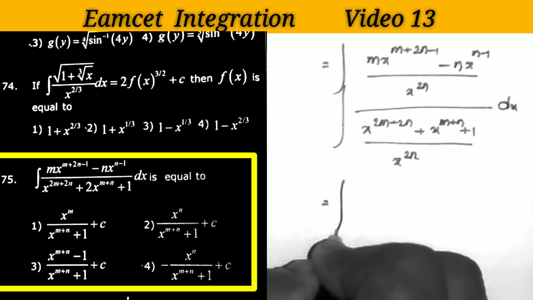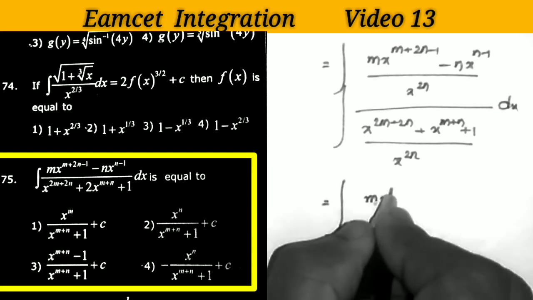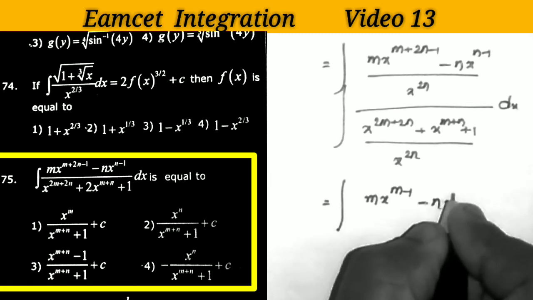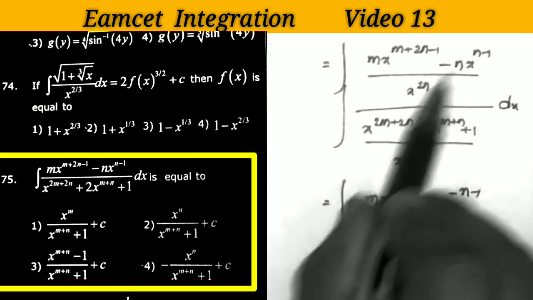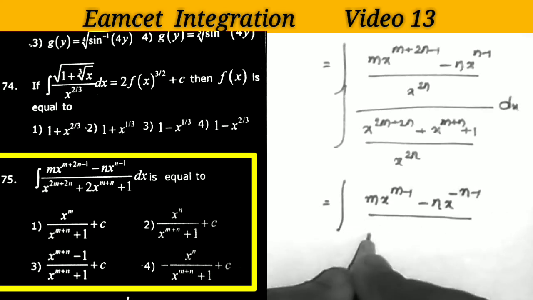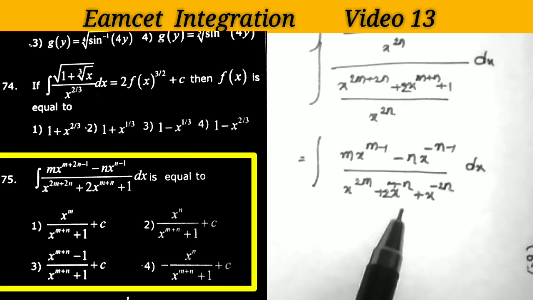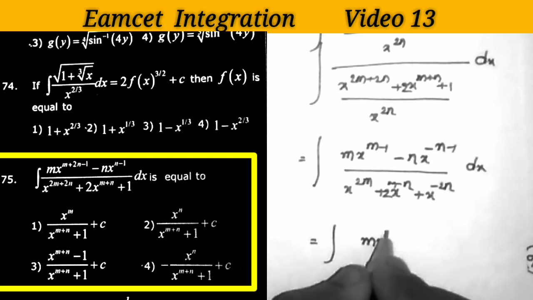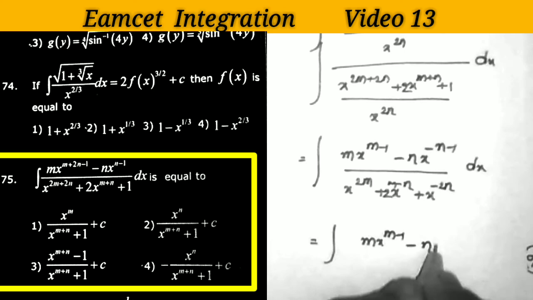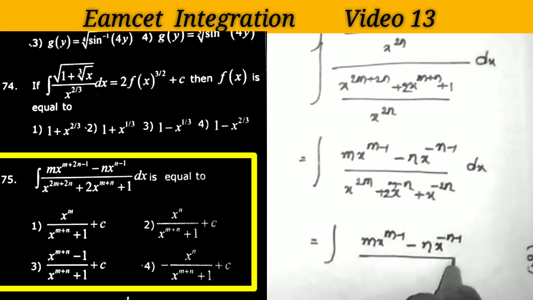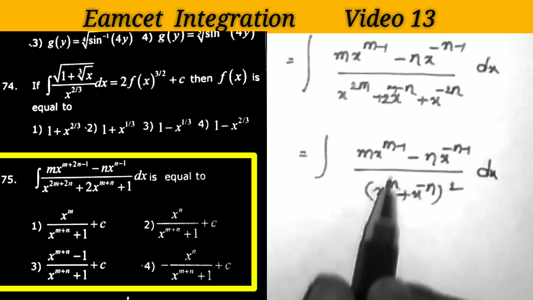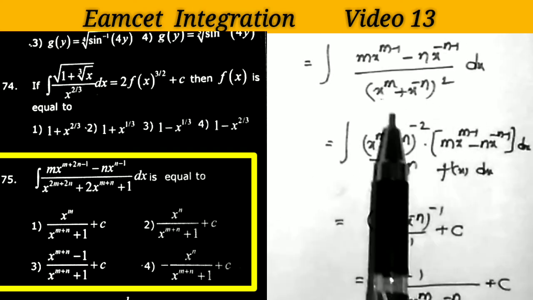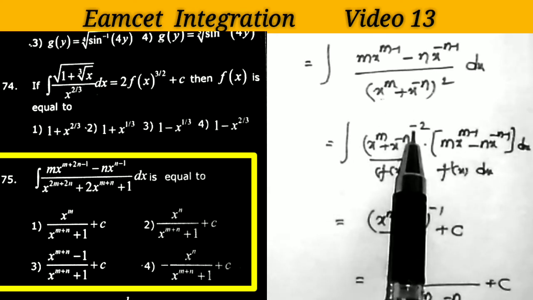And this is equal to, what is the first value? m into x to the power m minus 1, as the 2n terms get cancelled. And what is the second value? n into x to the power minus n minus 1. In the denominator we get x to the power 2m minus 2n, plus x to the power m minus n, plus x to the power minus 2n. Now this is equal to m into x to the power m minus 1 minus n into x to the power minus n minus 1, divided by the denominator, which is nothing but (x to the power m plus x to the power minus n) whole square. In the next step, I take this as (x to the power m plus x to the power minus n) to the power minus 2 into the numerator.